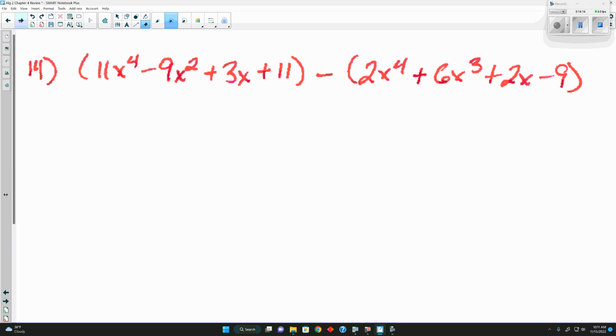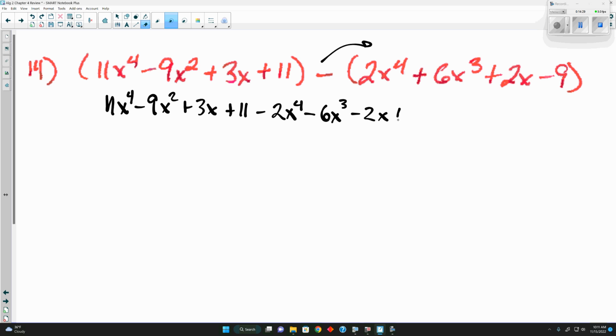If we look at 14, we're doing essentially the same thing. 11x to the fourth minus 9x squared plus 3x plus 11. We have to distribute that negative, which gives us negative 2x to the fourth. Minus 6x cubed minus 2x plus 9. Essentially, we're changing the signs from positive to negative or negative to positive. We're flipping it from one side to the other. And then we're going to be combining like terms.